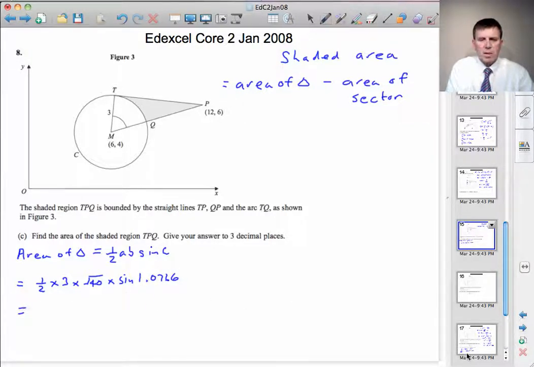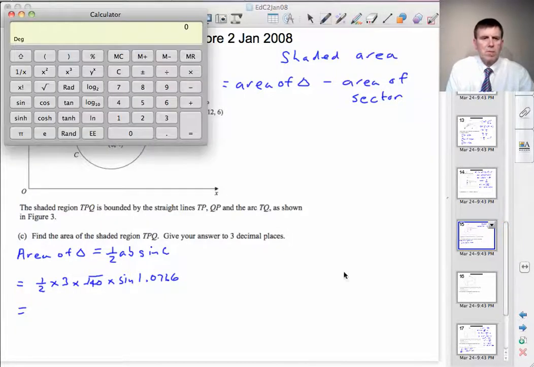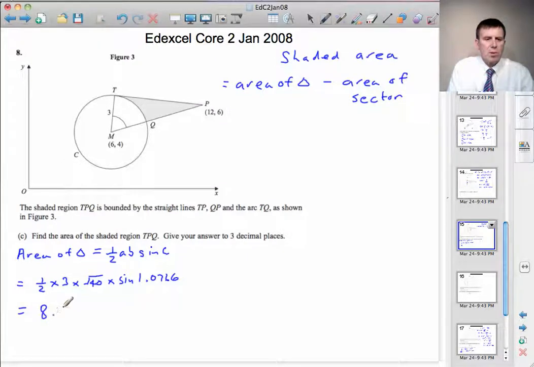So that's what we want to do on the calculator. Let's make sure we're in radian mode, and it's 0.5 multiplied by 3 multiplied by root 40 multiplied by the sine of 1.0766, equals 8.3517.